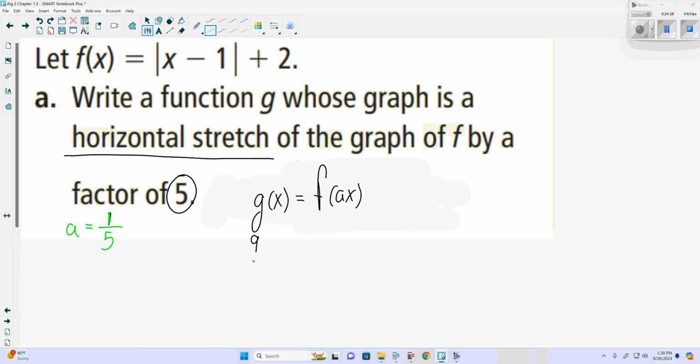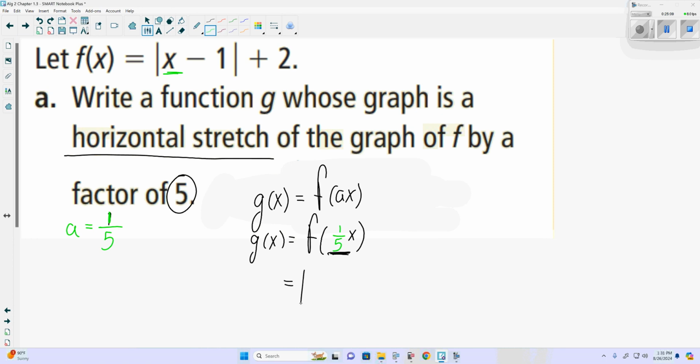Which for us here, we'd be saying that g of x is equal to f of 1/5 x. Questions on this so far? Now again, just like the last one we did, we don't have f of x anymore. We have f of 1/5 x, which means in our function f of x, we have to replace every x with 1/5 x.